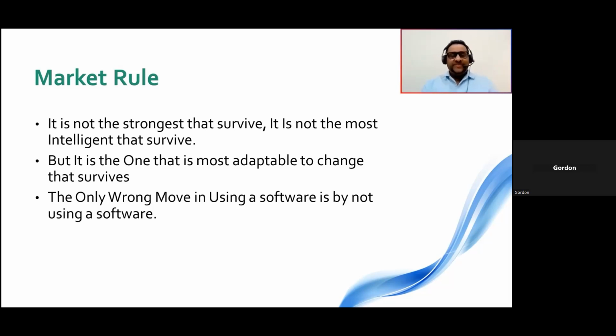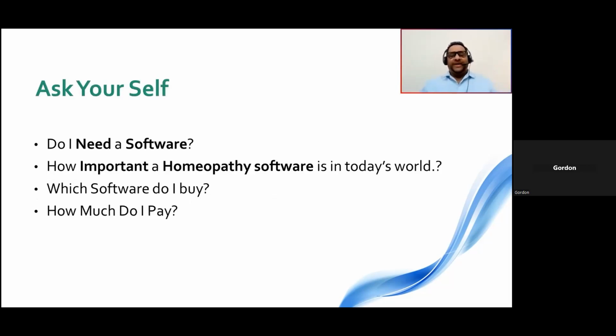Moving forward, when you talk about a software, we all have this question in our head. We ask ourselves this question. Number one, do I need a software? What is the reason? Why do I need a software? Number two, how important is a homeopathy software in today's world? Now, I've been a homeopath for probably 20, 22 years. I've been successfully treating patients. Do I actually need one now at this stage in my career? Okay, if I do, which software do I buy?